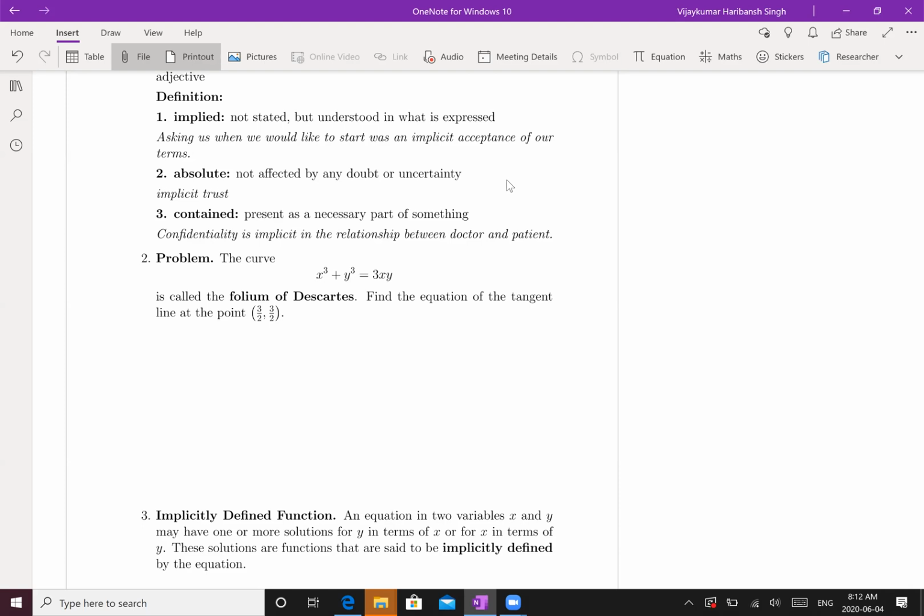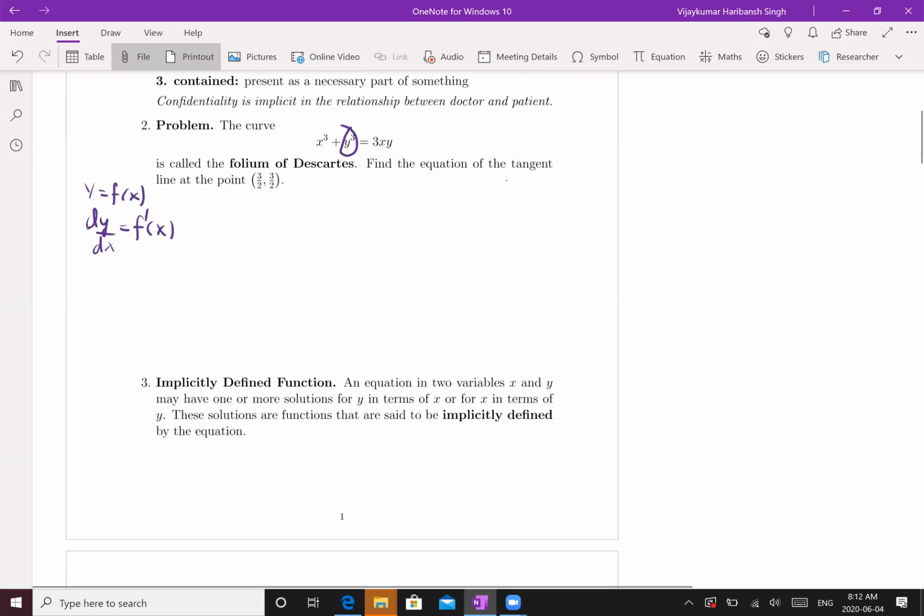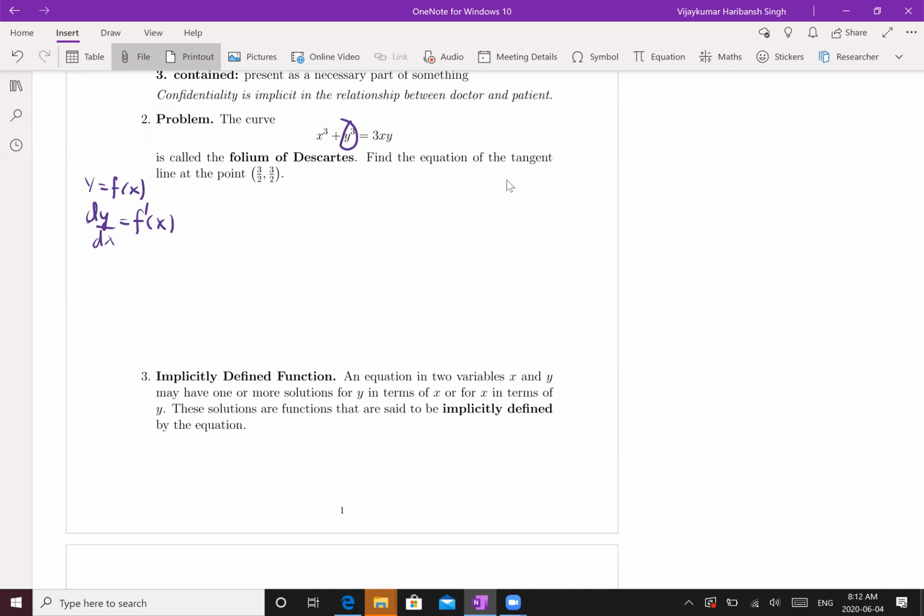Now note that here y is not explicitly written in terms of x. So far we have done y equals f of x, right? Then you would basically go dy by dx equals f prime of x. However, in this case, you can't really separate y, or usually you wouldn't want to separate y and differentiate it. So taking the derivative in such a scenario is called implicit differentiation. Taking the derivative of an implicit equation is called implicit differentiation.